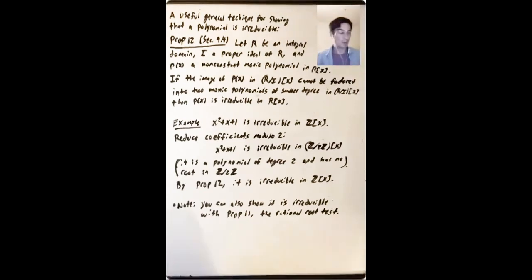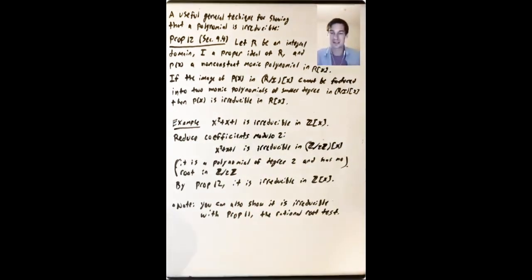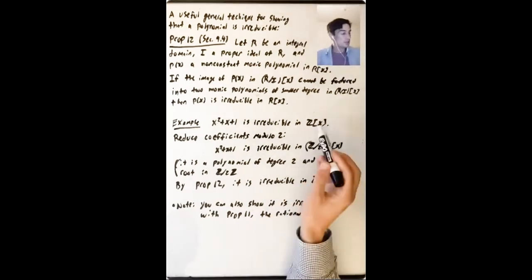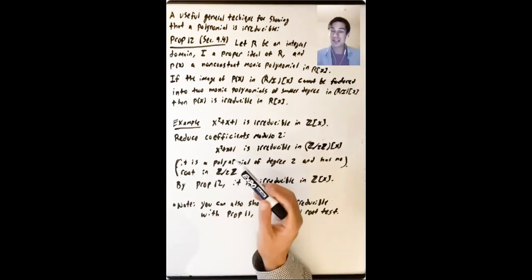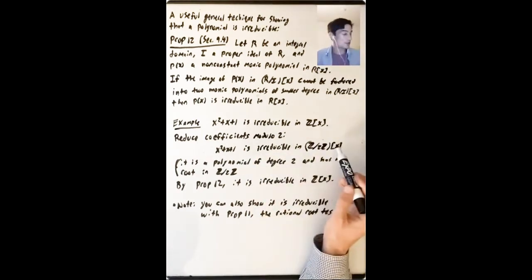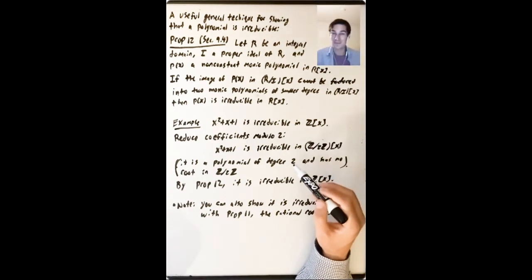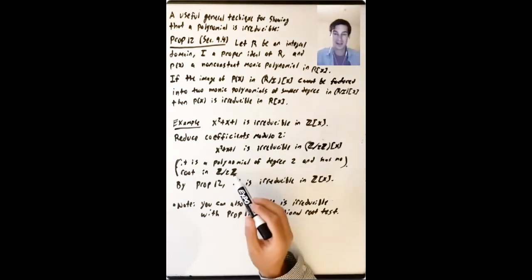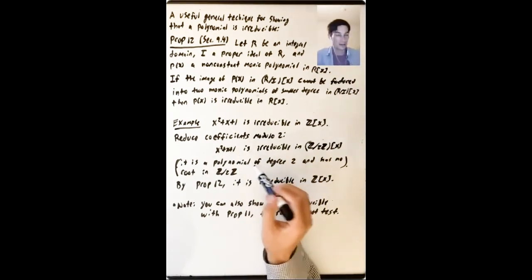Let's consider an example. I claim that x squared plus x plus 1 is irreducible in Z bracket x. And the idea is we're going to reduce all of the coefficients modulo 2, and we get x squared plus x plus 1, but now considered as a polynomial in Z mod 2Z bracket x. This polynomial is irreducible in Z mod 2Z bracket x. Why? It's a polynomial of degree 2 in F bracket x for some field F, and it has no roots in F, in Z mod 2Z. Just plug in 0 and plug in 1, the two elements in this field, and you see that you have no roots. So this is irreducible.